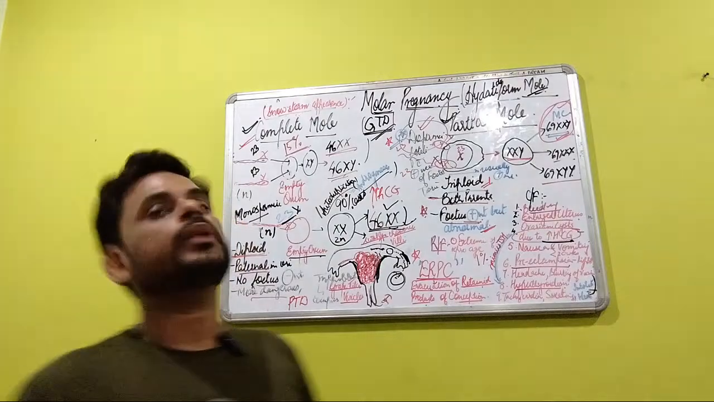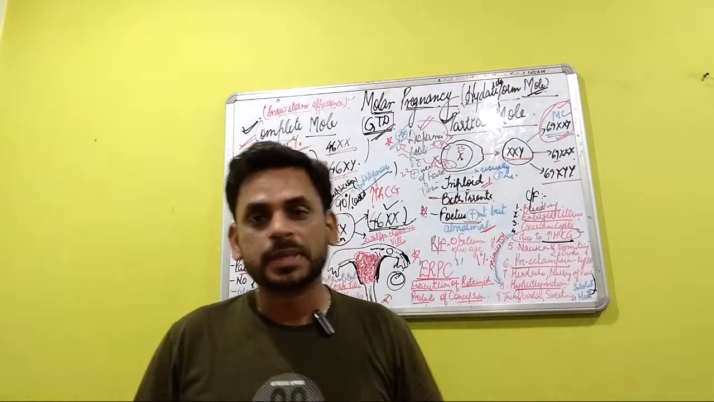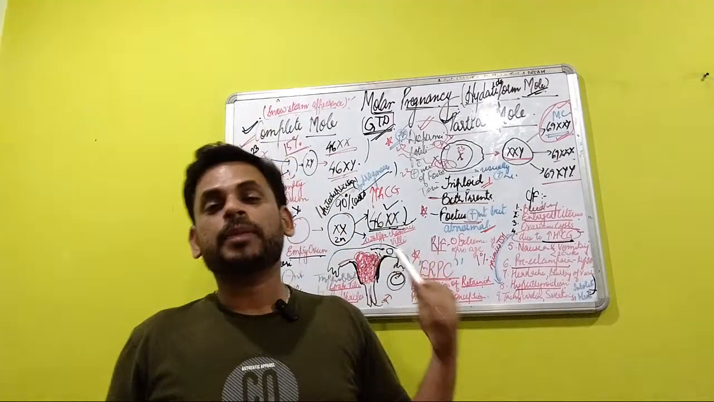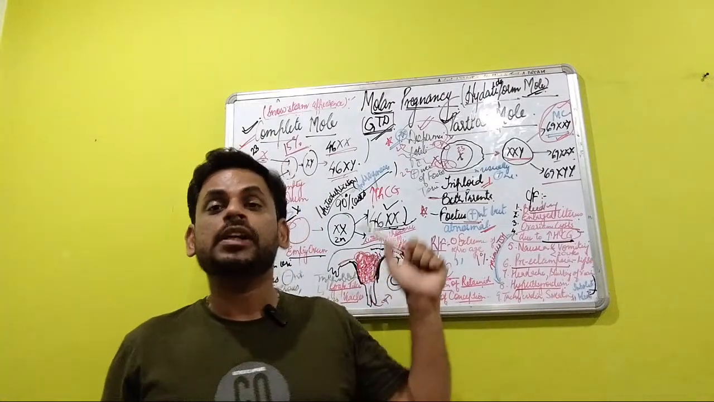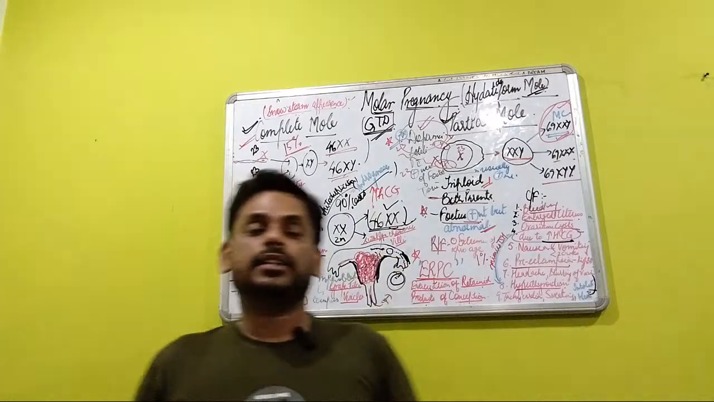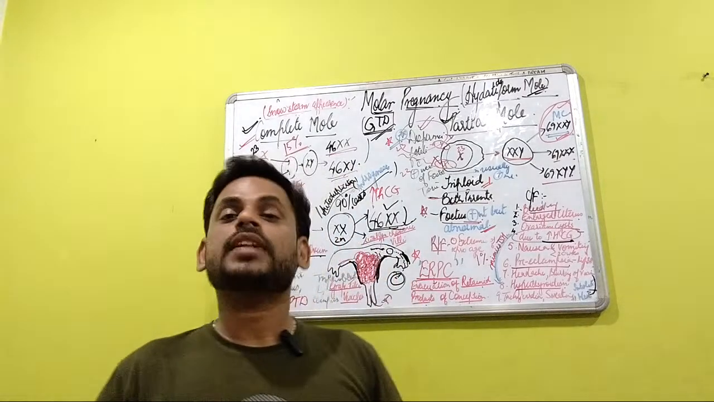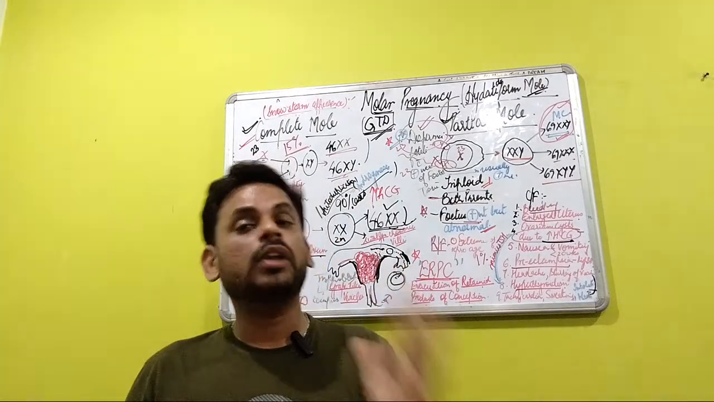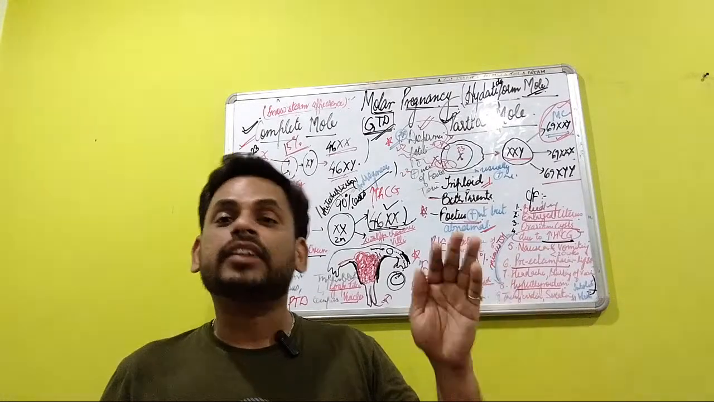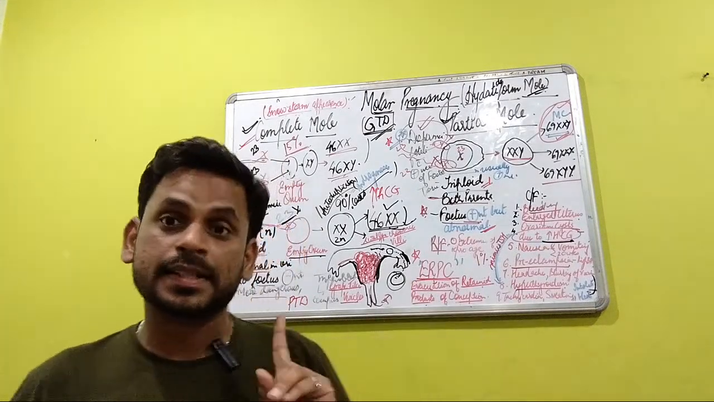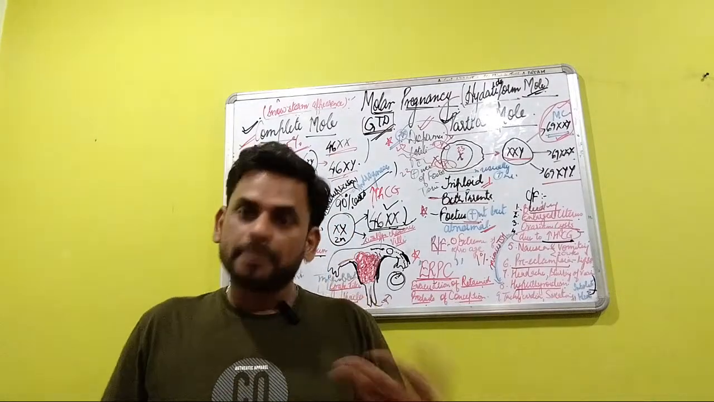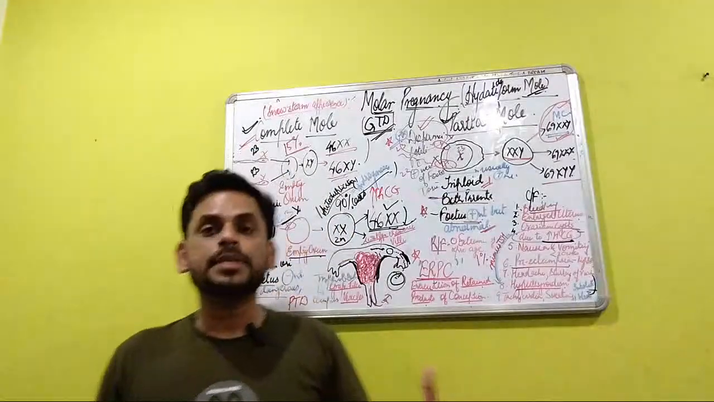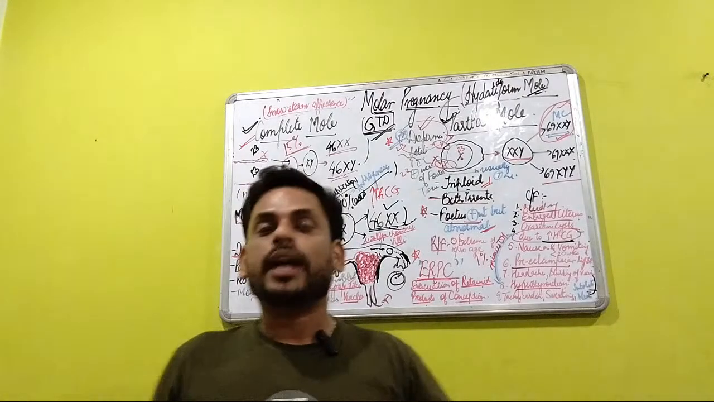So students and viewers, I have tried my level best to simplify the condition of molar pregnancy, how it occurs, what the two types of molar pregnancy are, the partial mole and the complete mole, what the surgical management is, and how the diagnosis is made. Diagnosis is always through ultrasonography. In most cases it is detected in the early first trimester, and if it is not detected then, later on the clinical symptoms will progress into a more aggressive one.